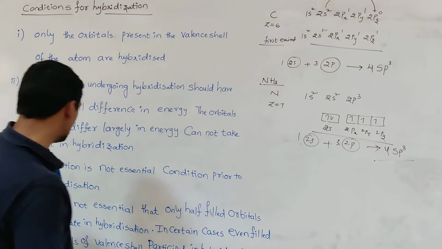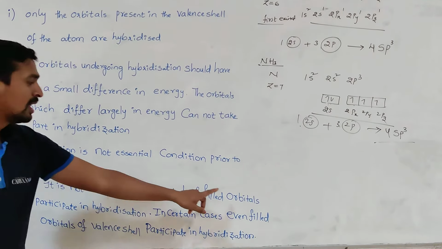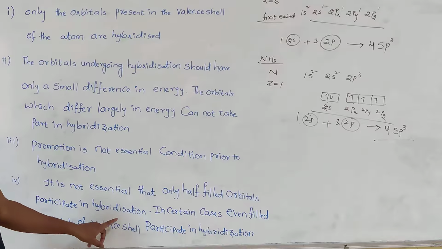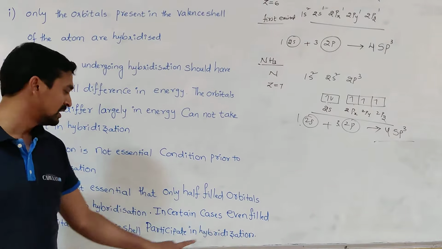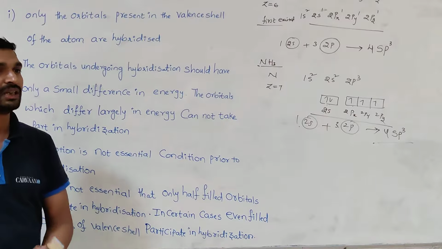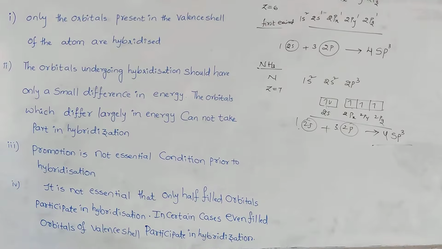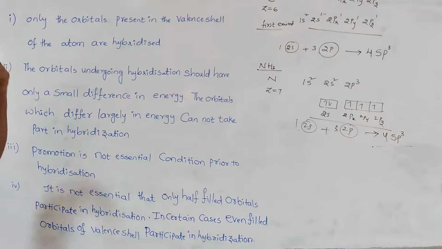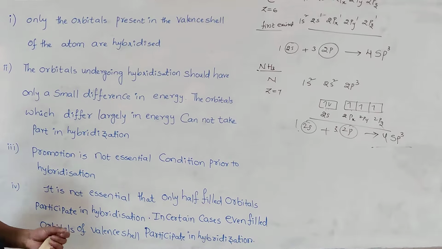So that is what he was saying. It is not essential that only half-filled orbitals participate in the hybridization. In certain cases, even full-filled orbitals of the valency shell also participate in the hybridization. So these are the 4 conditions for hybridization of atomic orbitals.